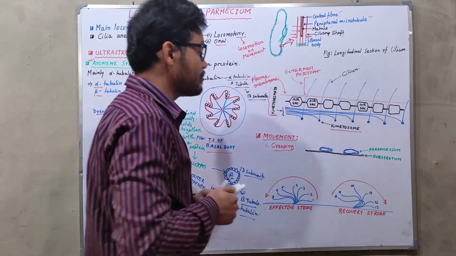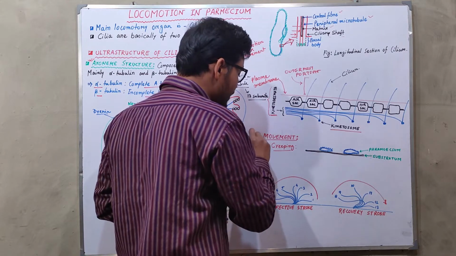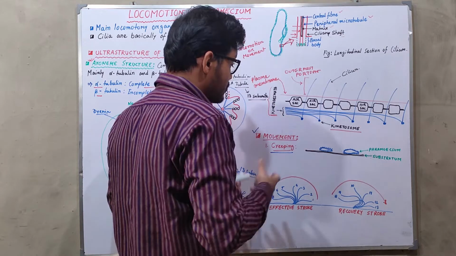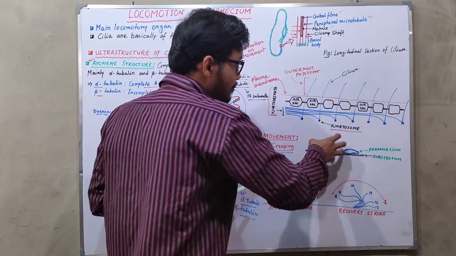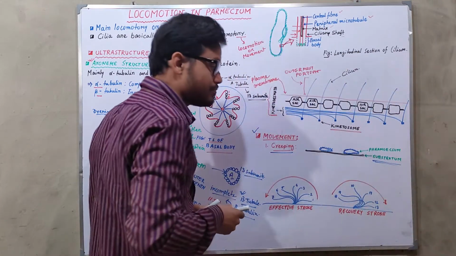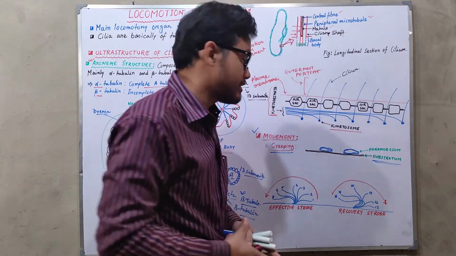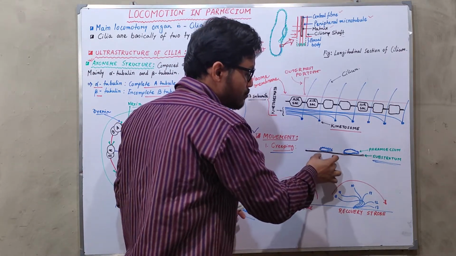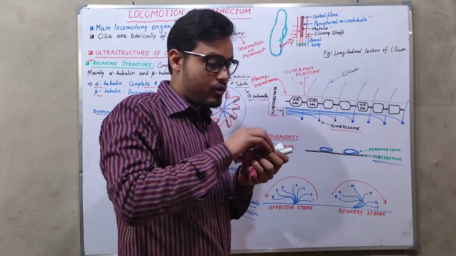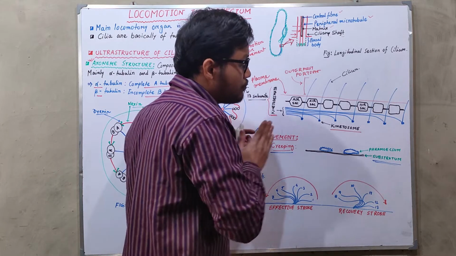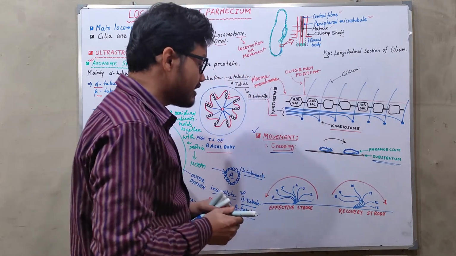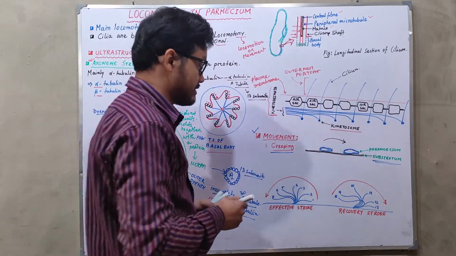So now the part of the movement. The movement of Paramecium is of two types. First one is creeping. Creeping is the movement where Paramecium is attached to a substratum. Any kind of solid surface that is present inside of water is known as substratum. So when Paramecium is attached with this substratum, they crawl with these cilia, and now they are moving forward. So this kind of locomotion is known as creeping.